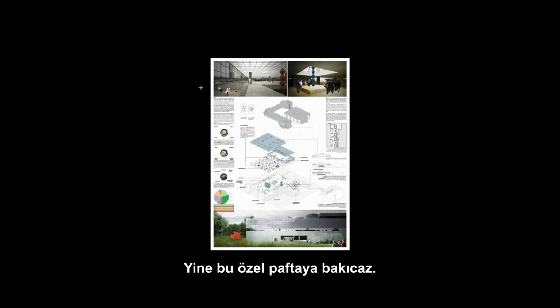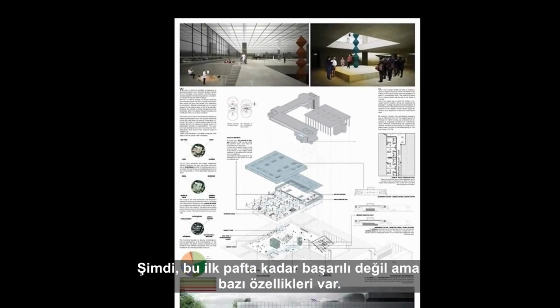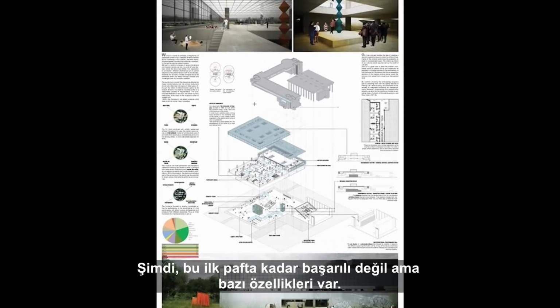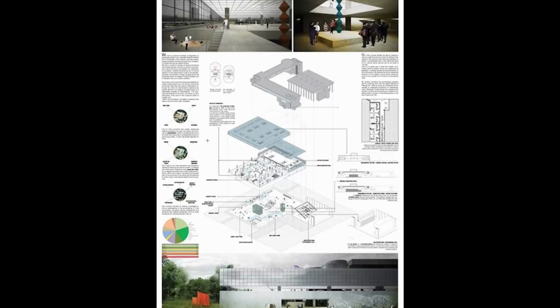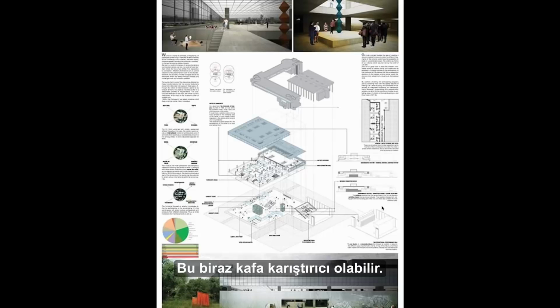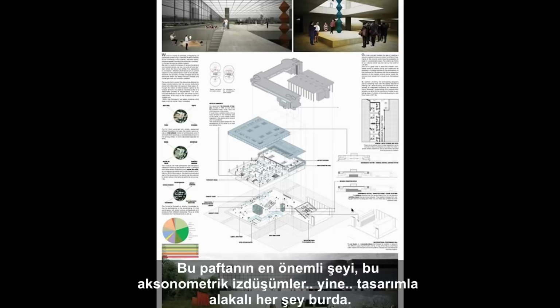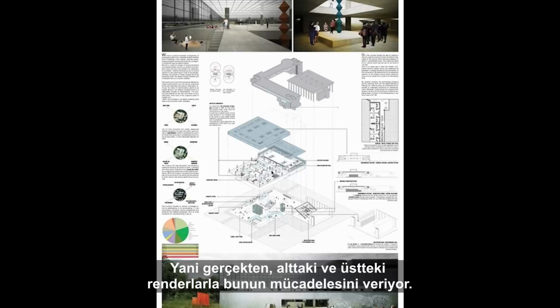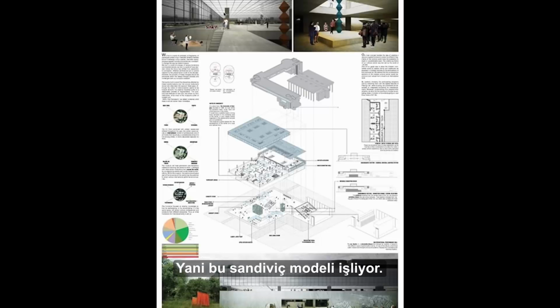Again, we'll go through this particular panel. Now, this isn't as successful as the first panel, but it does have some key characteristics there. You can see the text is to the left and there's text to the right as well, so that can be a bit confusing. The key thing in this panel is really this axonometric, the exploded axo, which has all the information, so really you're fighting for it with this rendering down the bottom and rendering up the top, which sort of sandwiches the work, so it doesn't allow it to breathe.